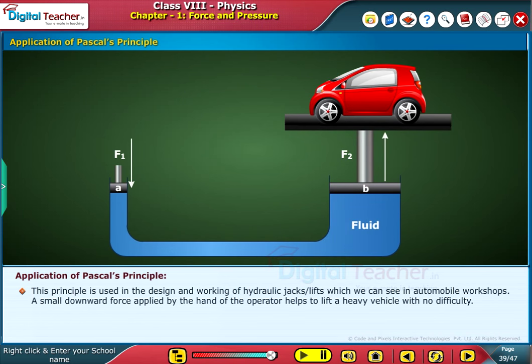This principle is used in the design and working of hydraulic jacks or lifts, which we can see in automobile workshops. A small downward force applied by the hand of the operator helps to lift a heavy vehicle with no difficulty.